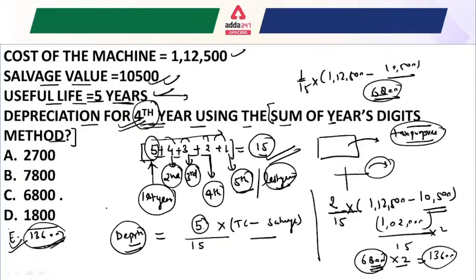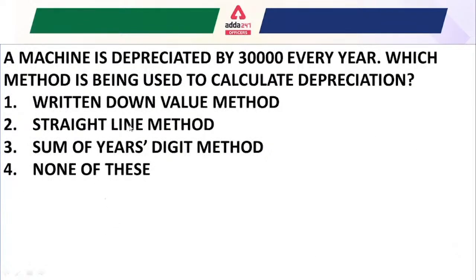Okay, so I hope it is now clear for everyone. That would be your answer here. Okay, next question: a machine is depreciated by 30,000 every year. So which method is being used to calculate depreciation? The correct answer would be the straight line method.